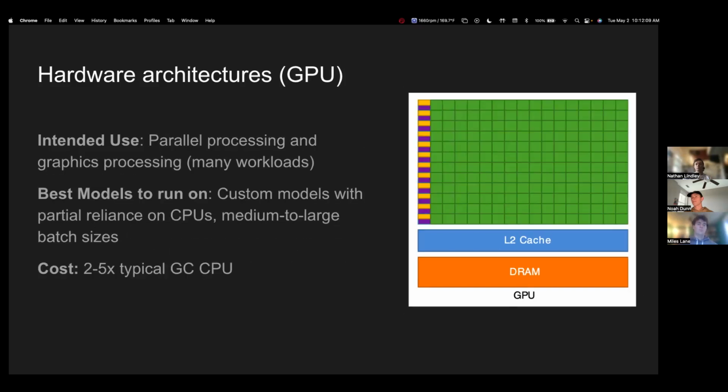Some good models to run on GPUs include custom models, and for size, we have medium to large batch sizes. And once again, a lot cheaper than the TPU, but a little bit more expensive than the CPU. So this might be a good middle range option for people looking for fast performance on parallel processing, but not necessarily wanting to spend that much on a TPU.